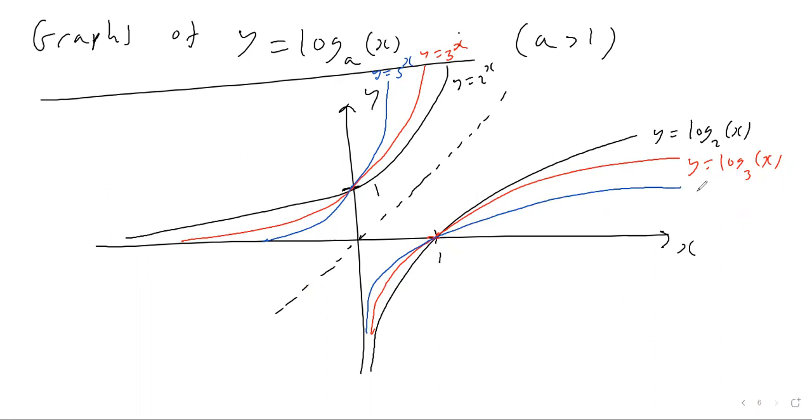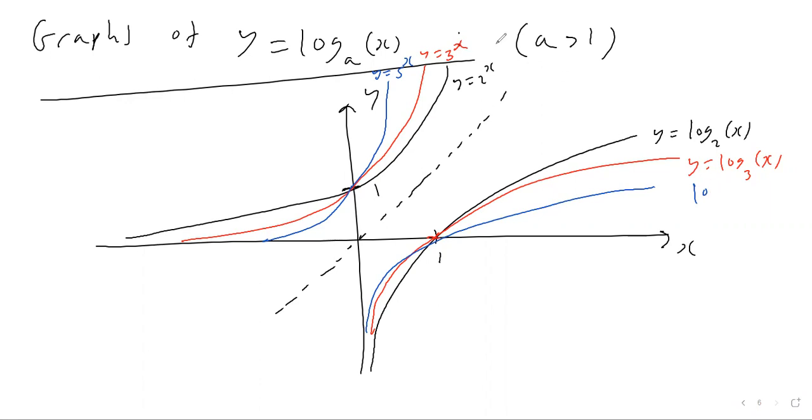Yeah, something like that. So that's going to be your log. I mean, it shouldn't be going down here. Let me try to be a bit more accurate. These log graphs are always increasing because the exponential inverse is always increasing. If the exponentials are always increasing, then the logs are always increasing, because it's reflected over the y equals x line.